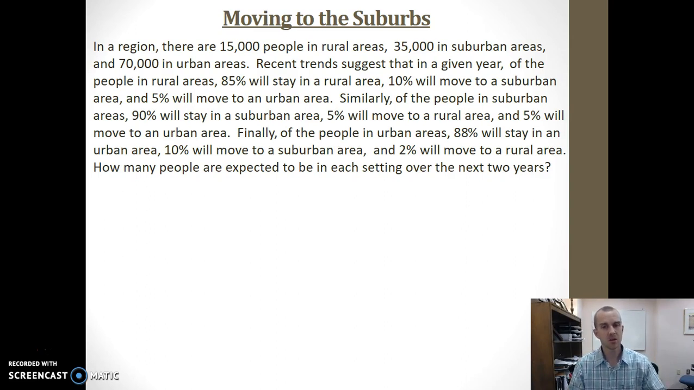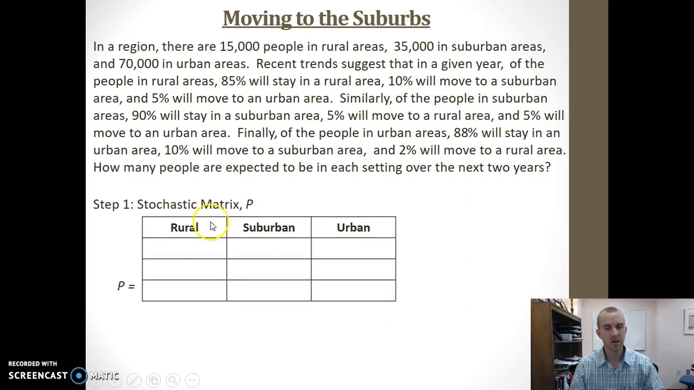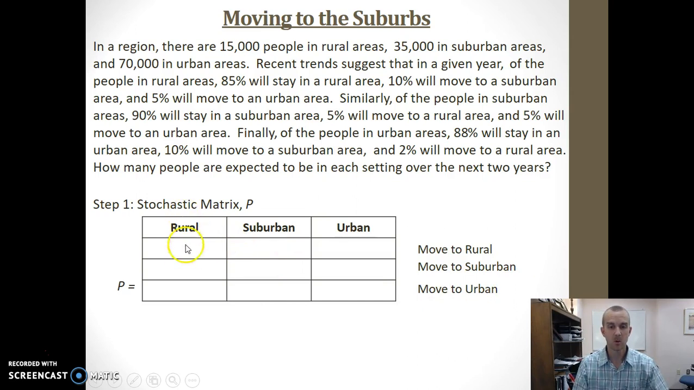So the first thing we'd have to create is that stochastic matrix. What's the probability of those transitions? So we would start with columns in our stochastic matrix, where we have a column for the changes in rural, the changes in suburban, and the changes in urban. And our first row would be, how do people move to rural areas? Then how are they moving to suburban areas? And then finally, how are they moving to urban areas? So rural to rural was 85%, or 0.85. To suburban was 10%, or 1/10. And then to urban was 5%.